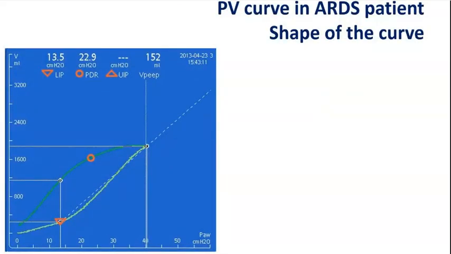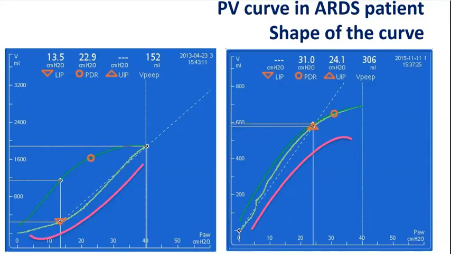How do we assess recruitability with this? First, we look at the shape of the inflation curve. If the shape has an upward concavity, it means that the compliance increases when we increase pressure. So this patient is very likely to benefit from recruitment. Conversely, if the shape of the inflation has a downward concavity, it means that when we increase pressure, the compliance is decreasing. So this patient probably will not benefit from recruitment.